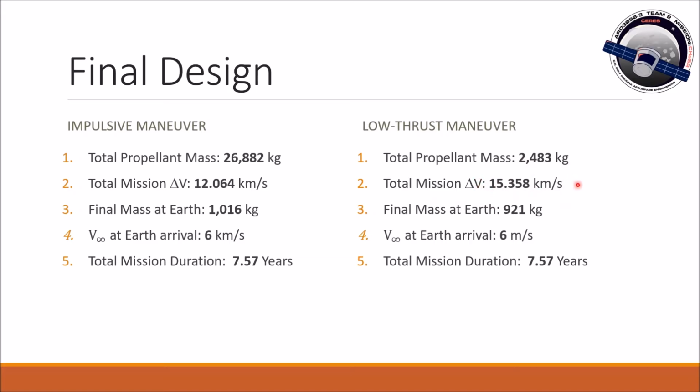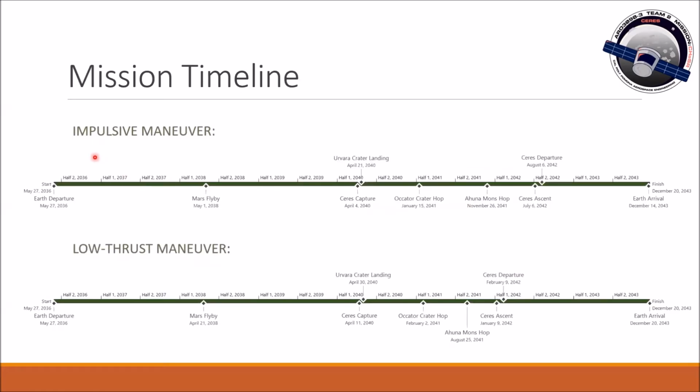For the remaining 3 bullet points, both maneuvers are similar in final mass at Earth, V infinity at Earth, and total mission duration, which is about 10.75 years. Here we have our mission timeline. On top we have our impulsive maneuver, and on the bottom we have our low thrust maneuver. Both have very similar dates throughout the mission, such as Earth departure, Mars flyby, Ceres capture, and Earth arrival dates. Where the two differ is that the impulsive maneuver has a longer Ceres stay time of about 6 months.